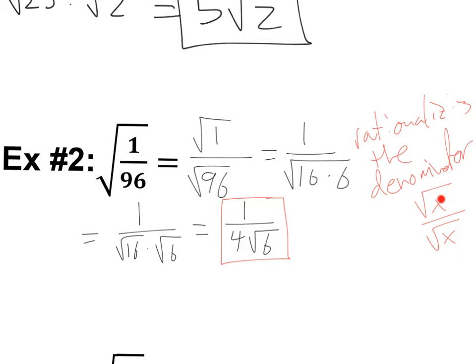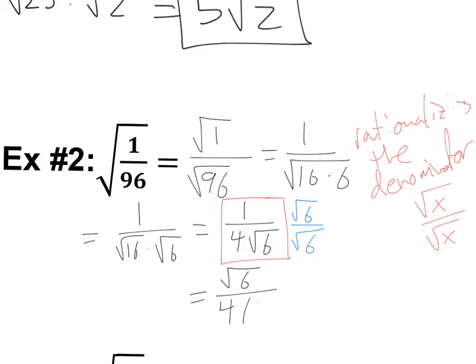Whatever x is, the square root of a number over that same square root of a number is going to just equal 1. And in this situation we have a 6, so we're going to multiply this by the square root of 6 over the square root of 6. When we do that, on the top we get 1 times square root of 6, which is just square root 6. But on the bottom we get 4, and the square root of 6 times the square root of 6, well, that is just 6.